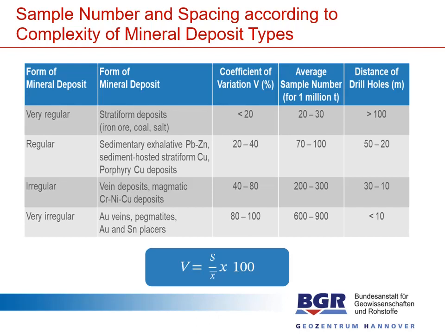The average sample number for 1 million tons of ore is 200 to 300, and the distance of the drill holes is only 10 to 30 meters. And we do have very irregular deposits when the coefficient of variation is between 80 and 100. This can be the case for some gold veins, for pegmatites, and also for gold and tin or diamond placers.